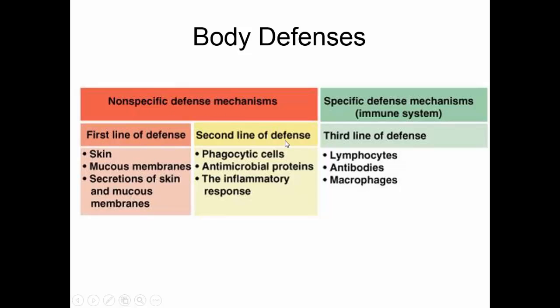Second line of defense, various cells and processes. Everyone has all of these. Your third line of defense, your specific defense mechanisms. This is when your immune system comes into play. Here you will develop a group of lymphocytes that will be able to produce antibodies against very specific antigens.